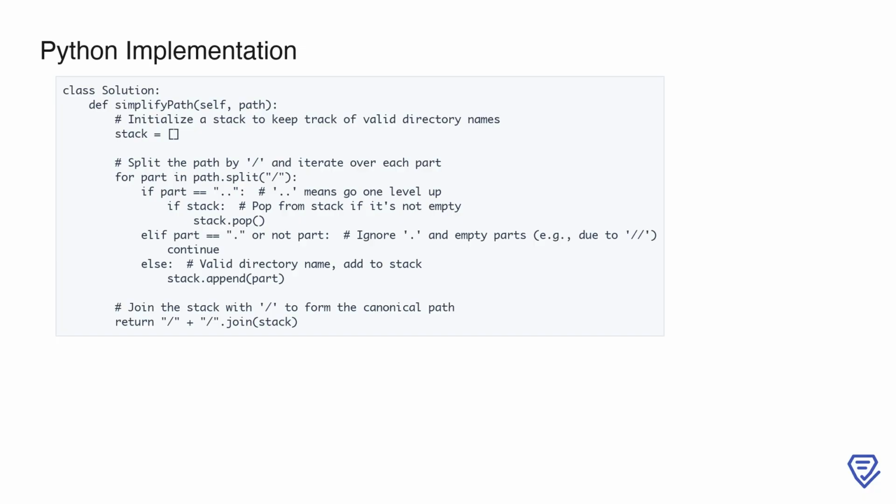The algorithm operates in O(n) time complexity, where n is the length of the input path. This is because we iterate over the path components once and perform constant time operations for each component. The space complexity is O(k), where k is the number of valid directory names in the simplified path, as these are stored in the stack. Overall, this implementation is efficient and satisfies the problem's requirements thoroughly.